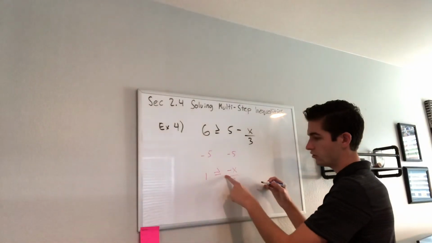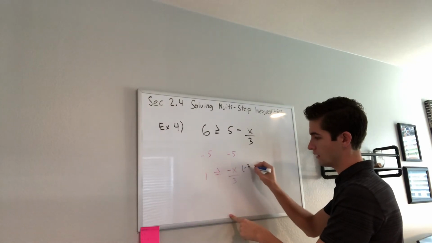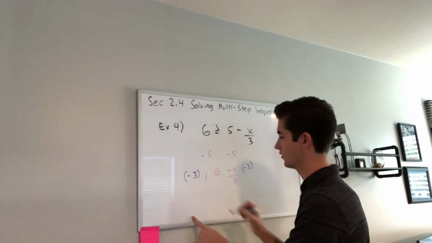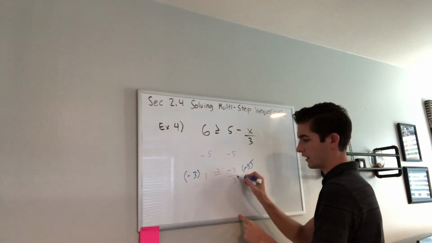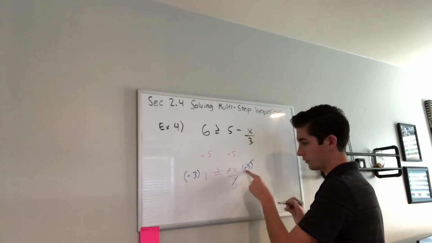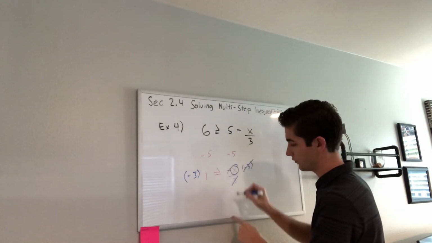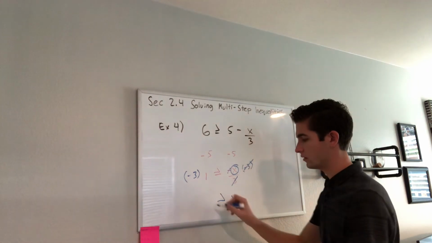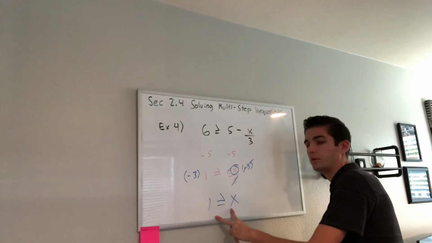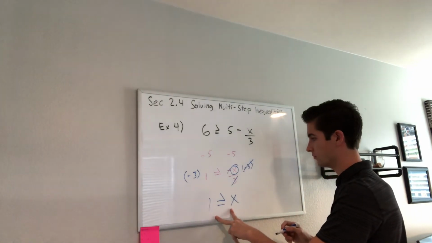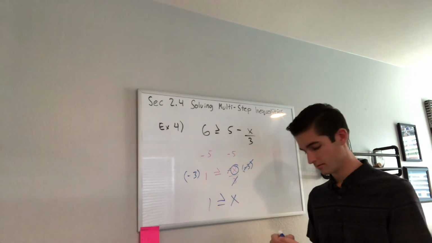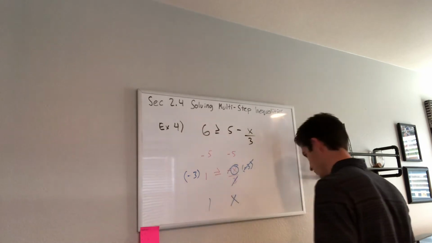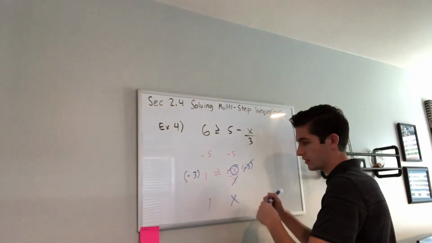Then we have to multiply each side by a negative 3. This negative 3 is going to cancel with this and the negative, because it was a negative 3. We're left with x is greater than or equal to 1. But remember, we want to put this in graphing form. Oh, did anyone catch my mistake? We forgot to switch the sign around. When we divide by a negative, we switch the sign around.